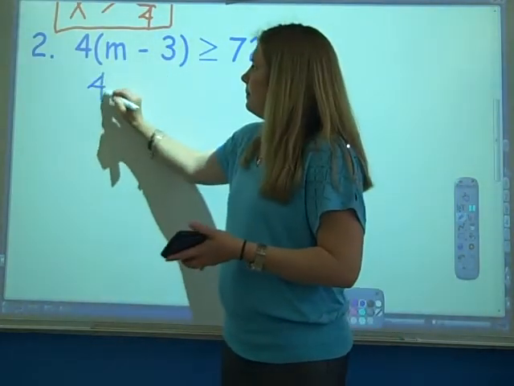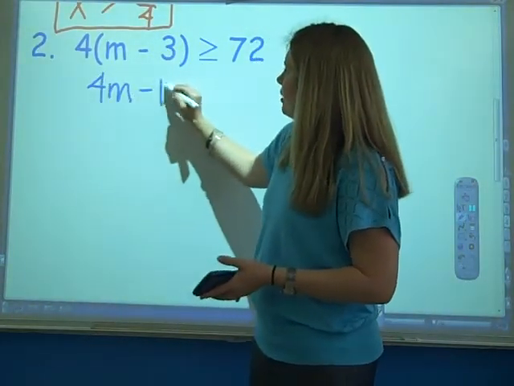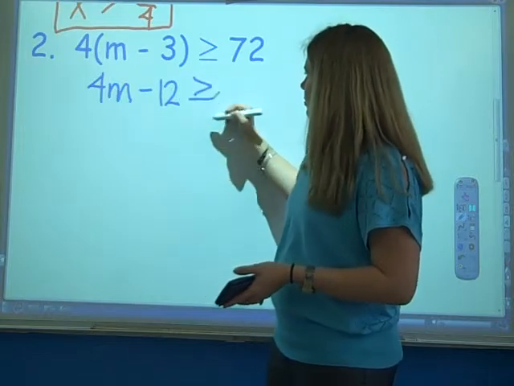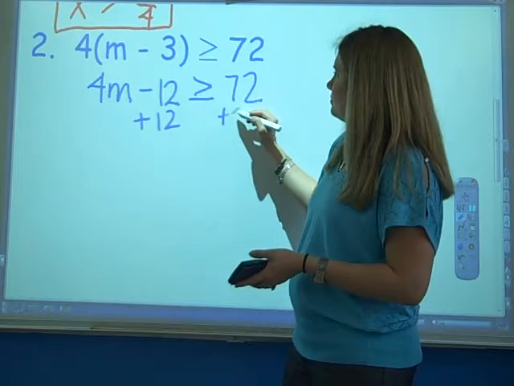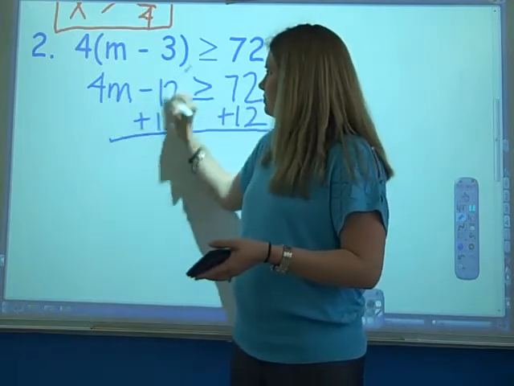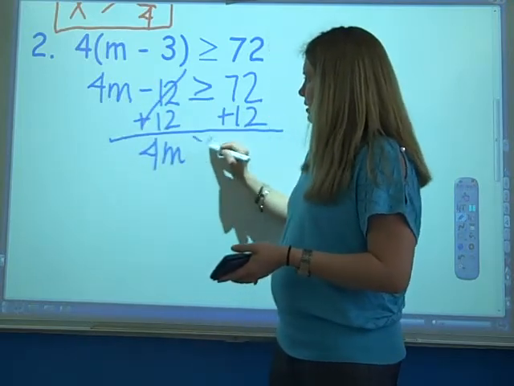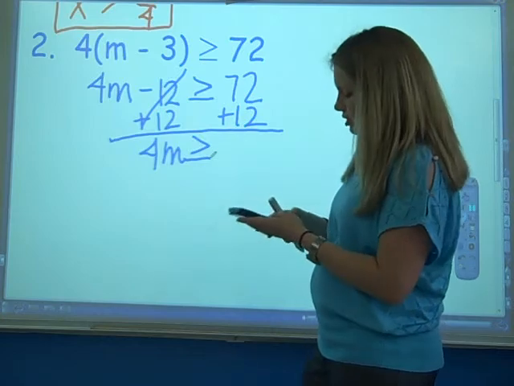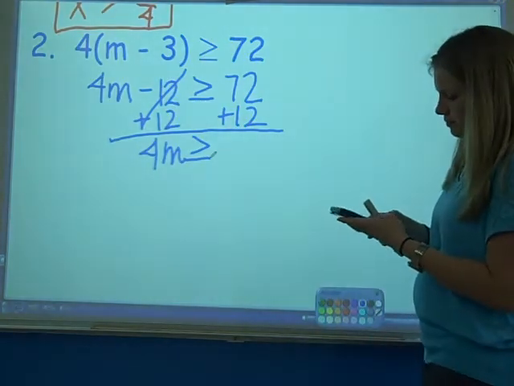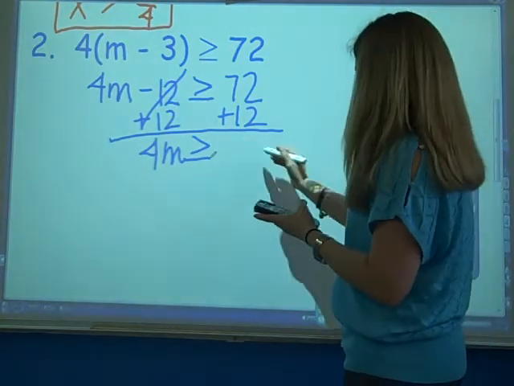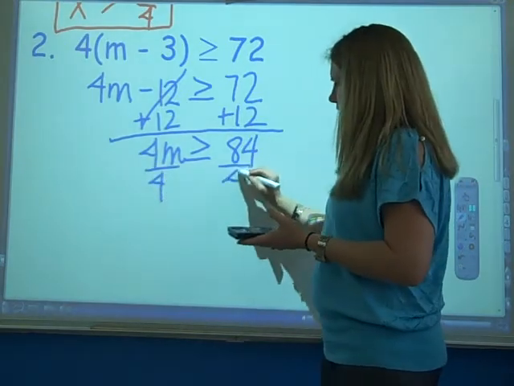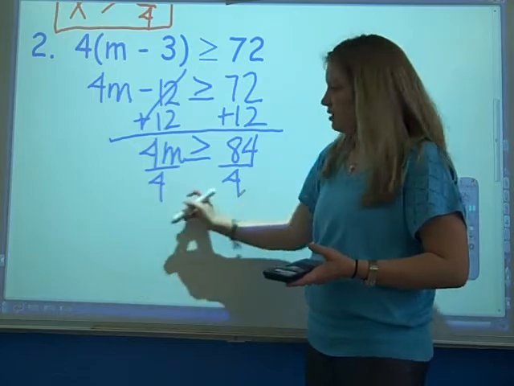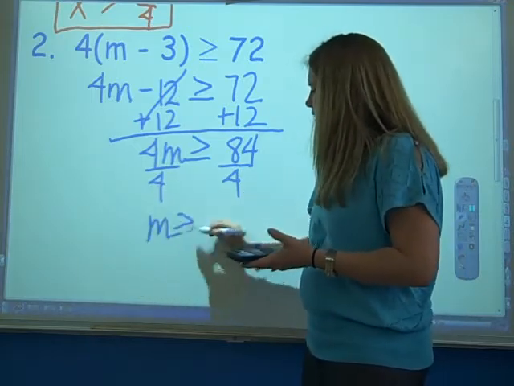Last problem of the video. Distribute 4m minus 12 greater than or equal to 72. Add 12 to both sides. 4m greater than or equal to 72 plus 12, 84. Divide by 4. I did not divide by a negative. I do not flip. M greater than or equal to 21.